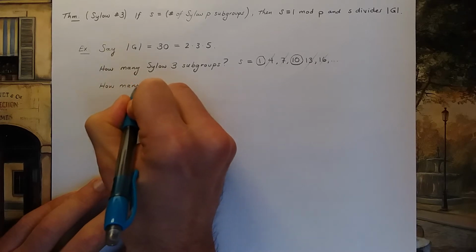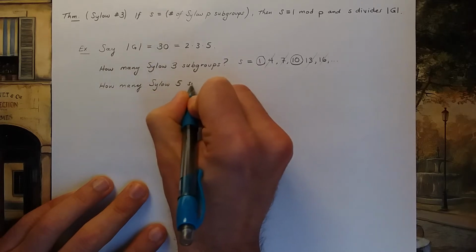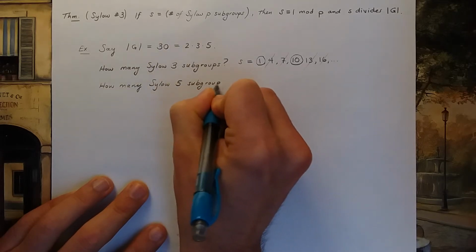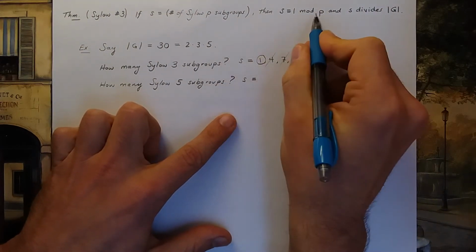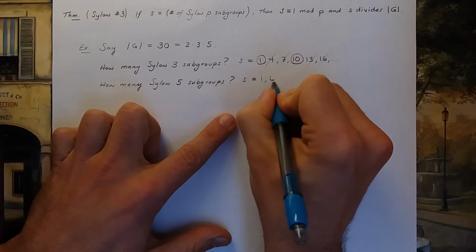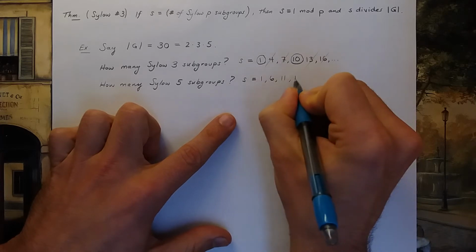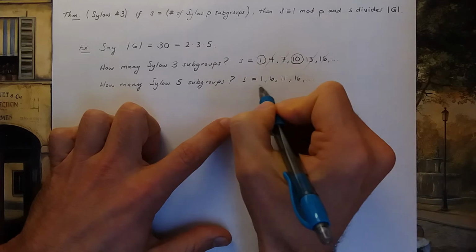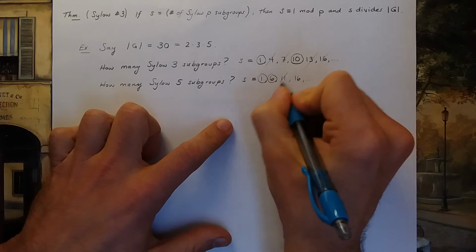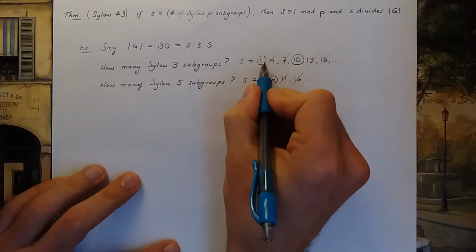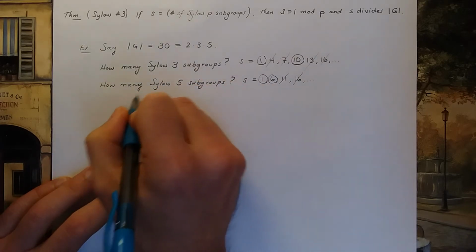How many Sylow 5 subgroups are there? Well, in this case, the number has to be congruent to 1 mod 5. So it could be 1, 6, 11, 16, and so on. But the only elements on this list that divide 30 are 1 and 6. So there are either 1 or 10 Sylow 3 subgroups, and there are either 1 or 6 Sylow 5 subgroups.